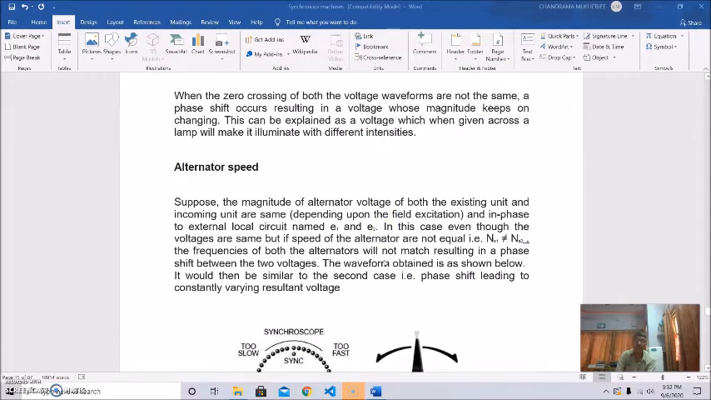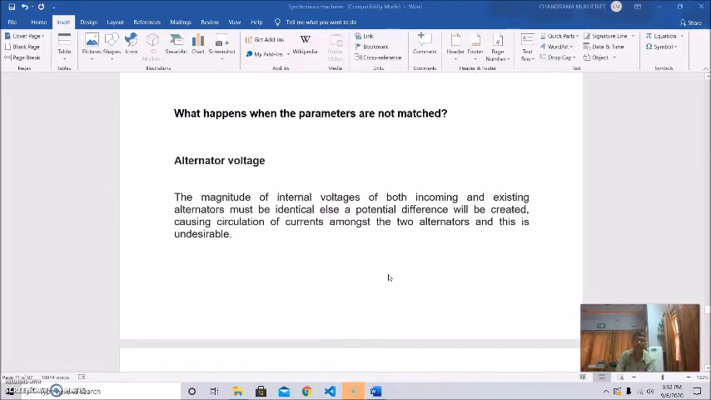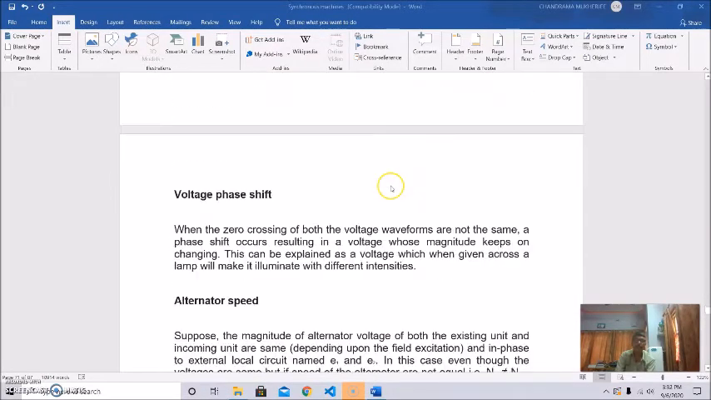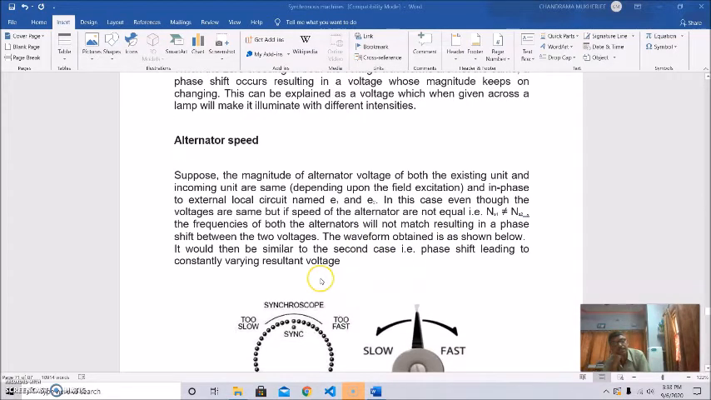And this can be explained as a voltage which, when given across a lamp, will make it illuminate with different intensities. And alternator speed: suppose the magnitude of the alternator voltage of both the existing unit and the incoming unit are the same, depending upon the field excitation, and in phase with the external local circuit, named E1 and E2, as shown here. Even though the voltages are the same, if the speeds of the alternators are not equal, that is N1 not equal to N2, then the frequencies of both alternators will not match, resulting in a phase shift between the two voltages, and the waveform obtained is a constantly varying resultant.